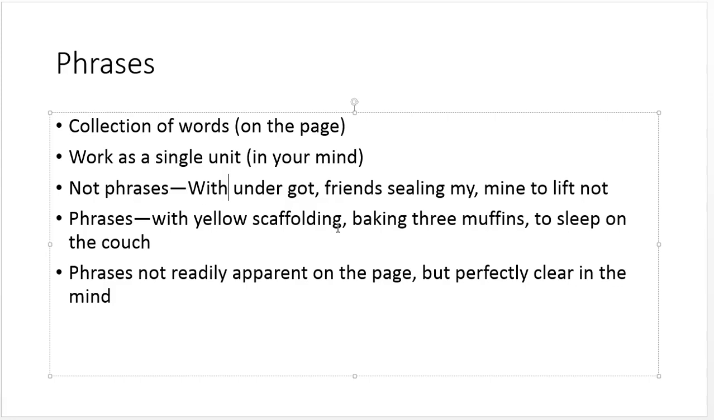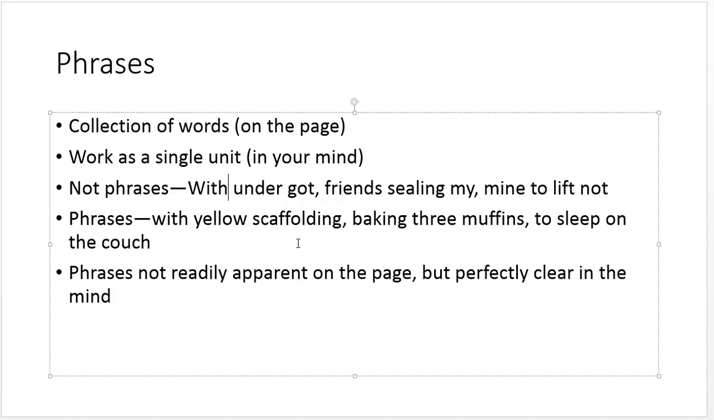They click within your English brain. And again, keep in mind that English has formed your brain as much as you have taken part in English. It actually creates structures within your brain and tells you, hey, this stuff is meaningful. And so your brain makes meaning out of these types of phrases. Whether or not you knew with yellow scaffolding was a prepositional phrase doesn't matter. Your brain knew it was without you being consciously aware of it. Baking 3 muffins. To sleep on the couch. All of these kind of click within your brain.